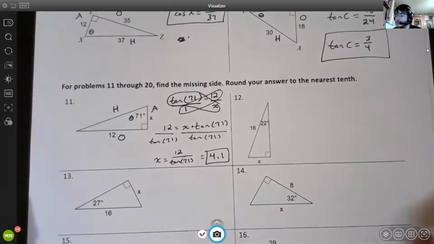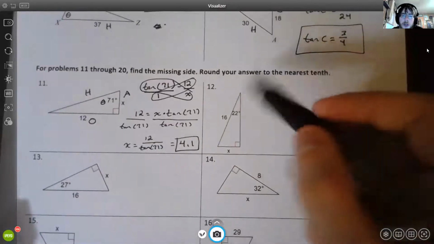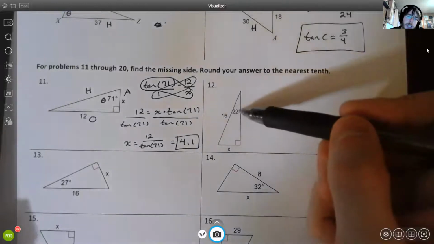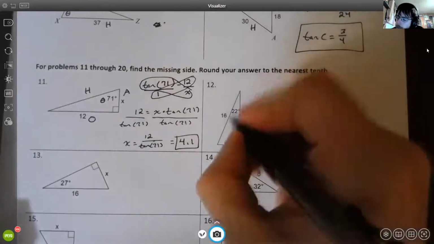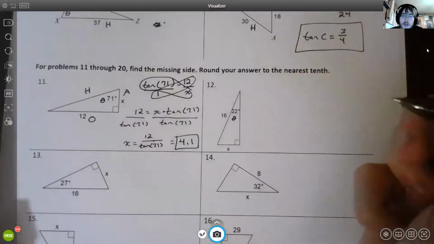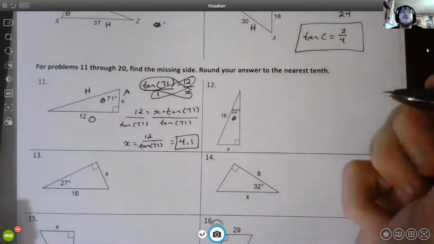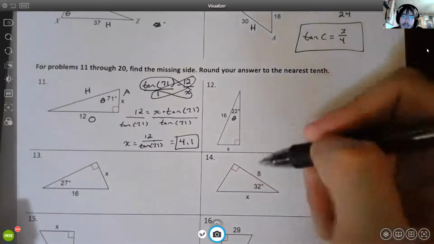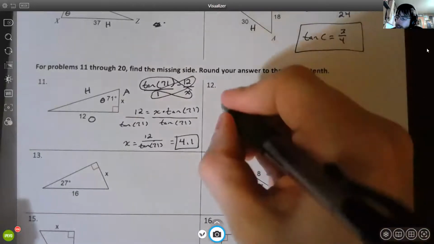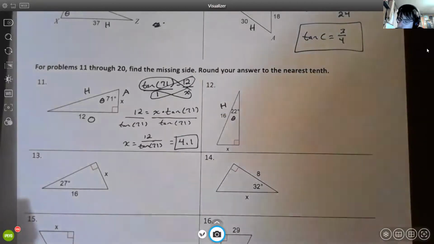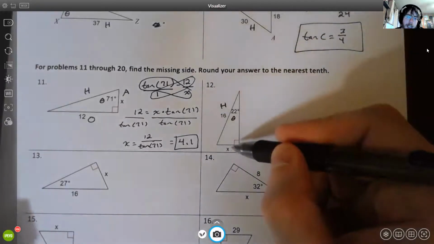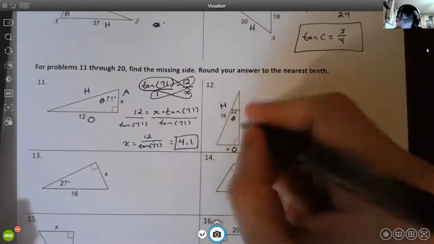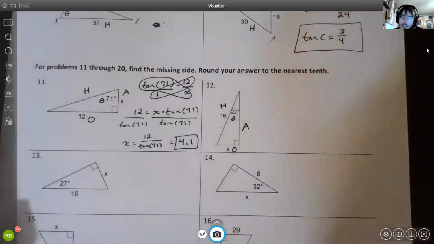All right, so let's look at number 12. Number 12, we want to find x here, and we have a 22-degree angle, so that is our theta. Now we want to identify O, H, and A, and so our hypotenuse is opposite of the right angle, so we have 16 as our hypotenuse. If we look at x, x does not touch theta, so that means x is our opposite side, and our blank side is our adjacent side.